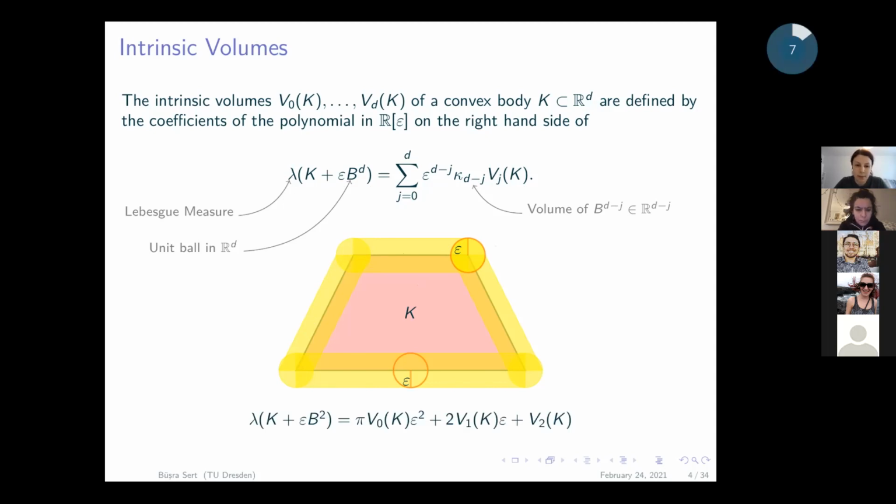For example, here, when j equals 0, we will have the volume of the 2-ball. It will be P here. For j equals 1, we will have the volume of the 1-ball. It will be 2, and for j equals 2, it will be the volume of the 0-ball, which is 1. Normally we also write this expression of volume on the other side, and then it gives us the intrinsic volumes.